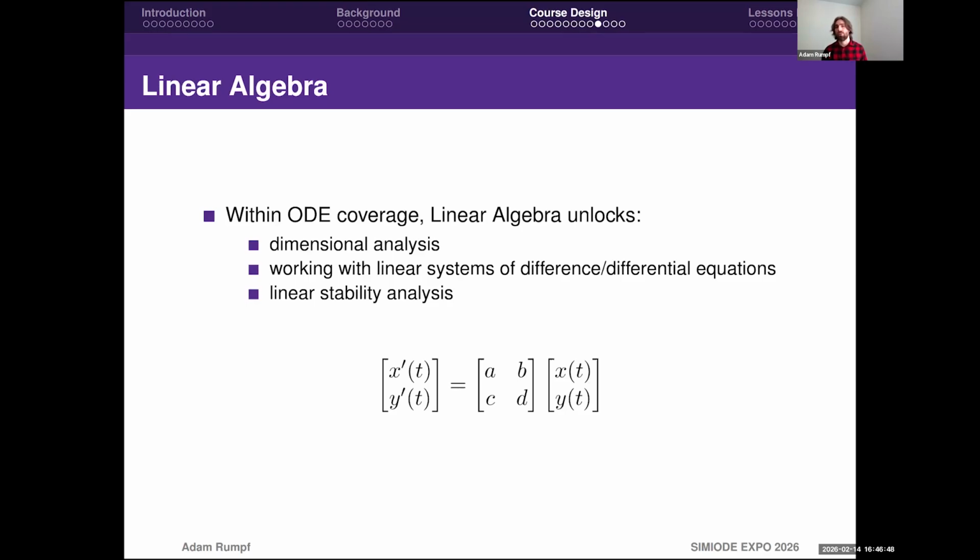It also allows us to work with systems of equations rather than just single equations, which exposes students to some new things that they wouldn't have seen in DPQ. And it's also something necessary for using linear stability analysis, which is a formalized way of figuring out the behavior of your solution around an equilibrium solution.